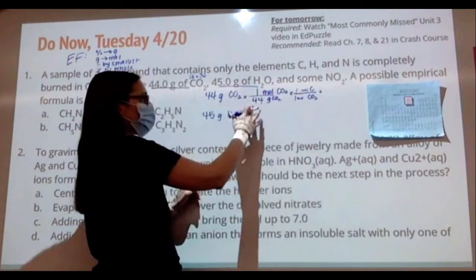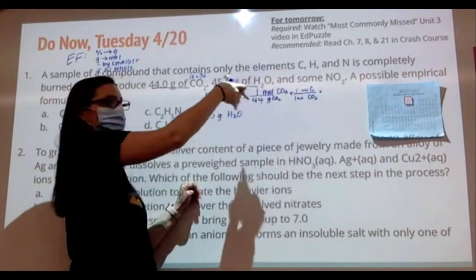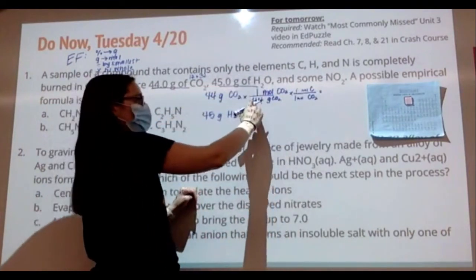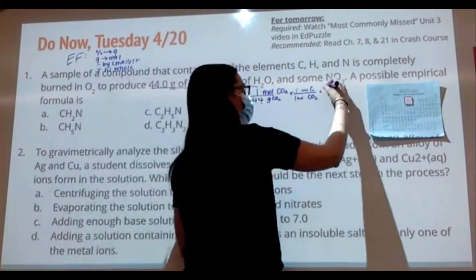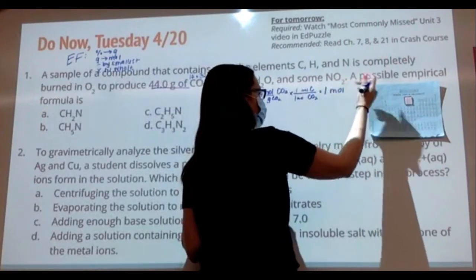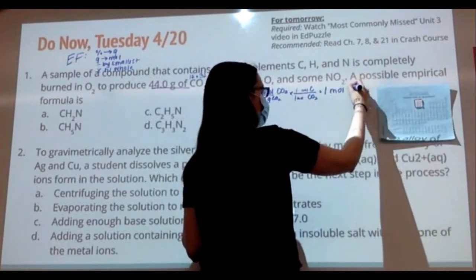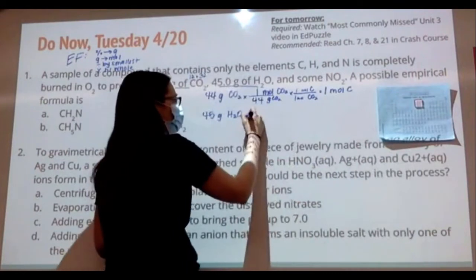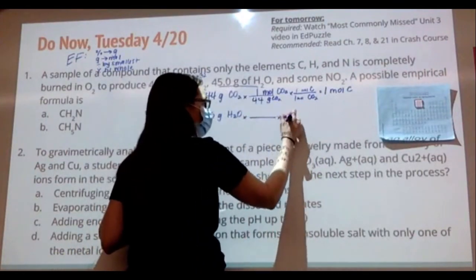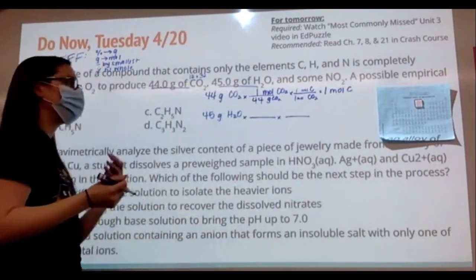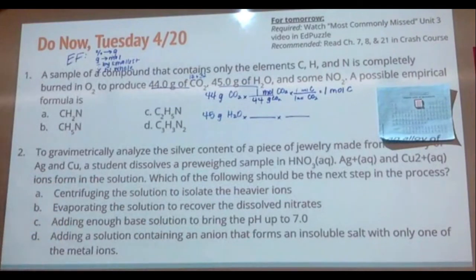Now look at this math. 44 times 1 times 1, so you have 44 on the top and 44 on the bottom. 44 divided by 44 is 1. Now we look at the same thing for water. We're going to do the exact same thing: grams to moles, and then from moles of H2O to moles of H. So look up the molar mass of water. Well, calculate the molar mass of water.